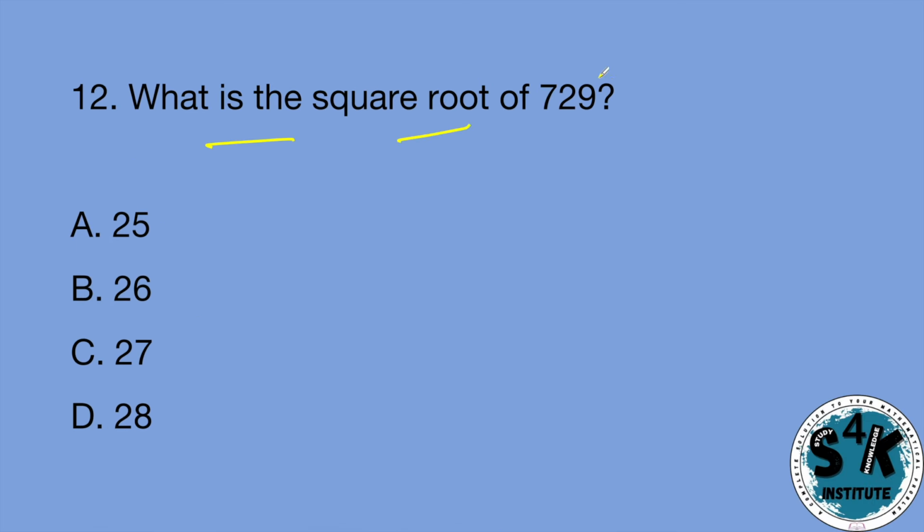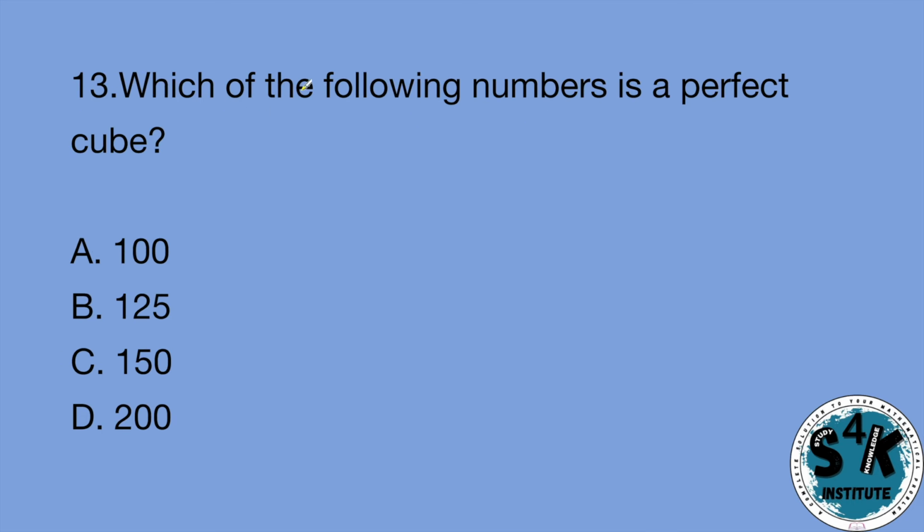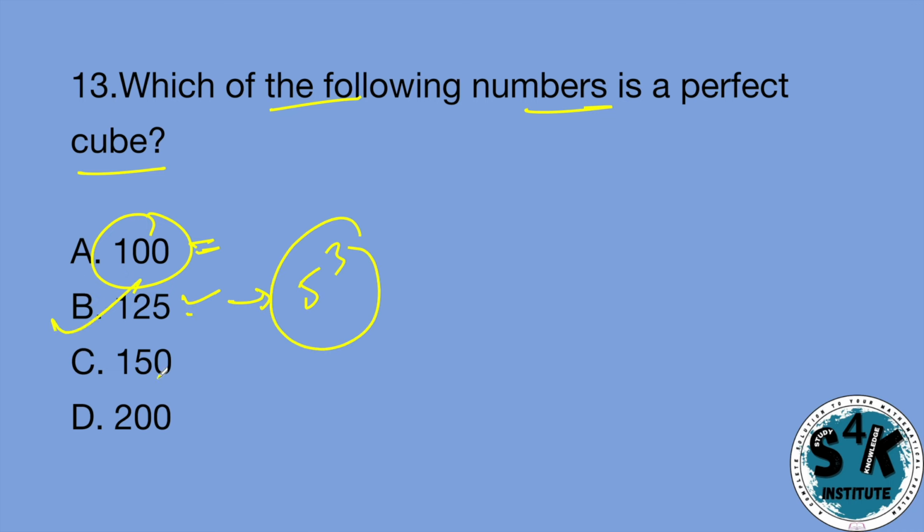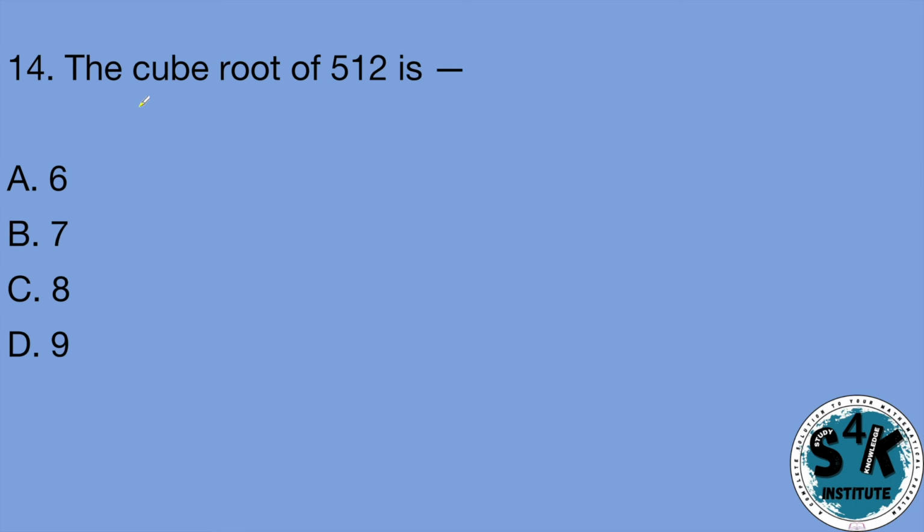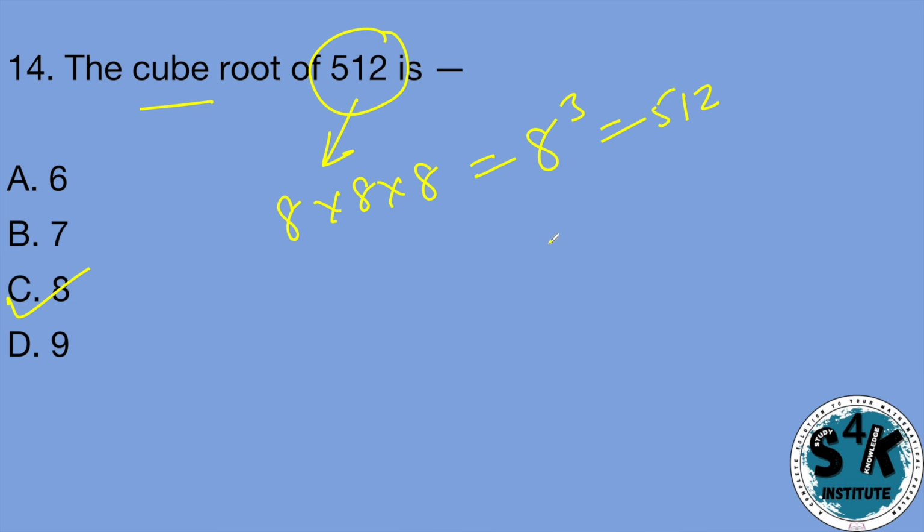What is the square root of 729? We just did. So it is 27. Which of the following numbers is a perfect cube? So this is not a cube. This is a cube, which is equal to 5 cube. So the answer will be B. 150 is not a cube. 200 is not a perfect cube. Cube root of 512. So it is 8, because when you multiply 8 into 8 into 8, you get 8 cube, that is 512. So if you take the cube root of this, you will get 8. So the answer is C.